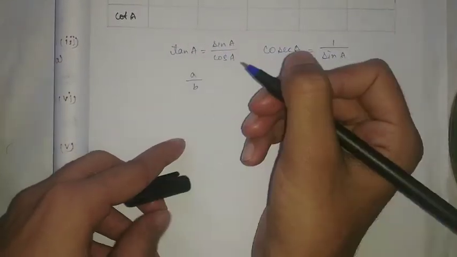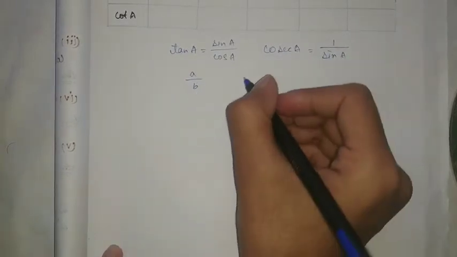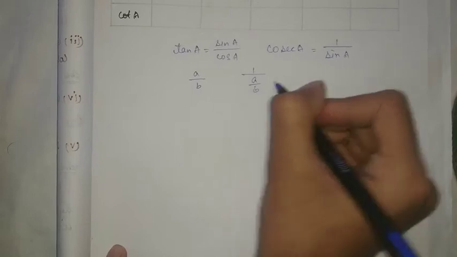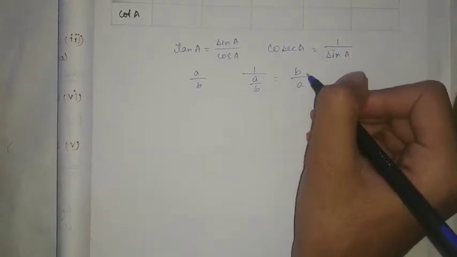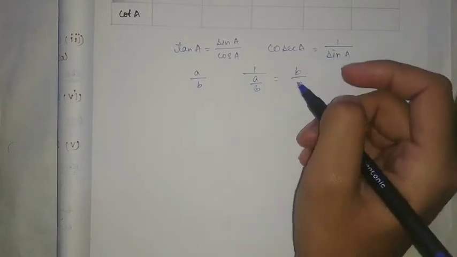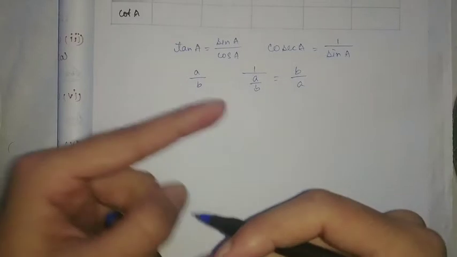Suppose there is any number a by b, then the reciprocal of this number becomes 1 by a by b, or simply we can write this as b by a. So by reciprocal we just mean interchanging the numerator and the denominator.